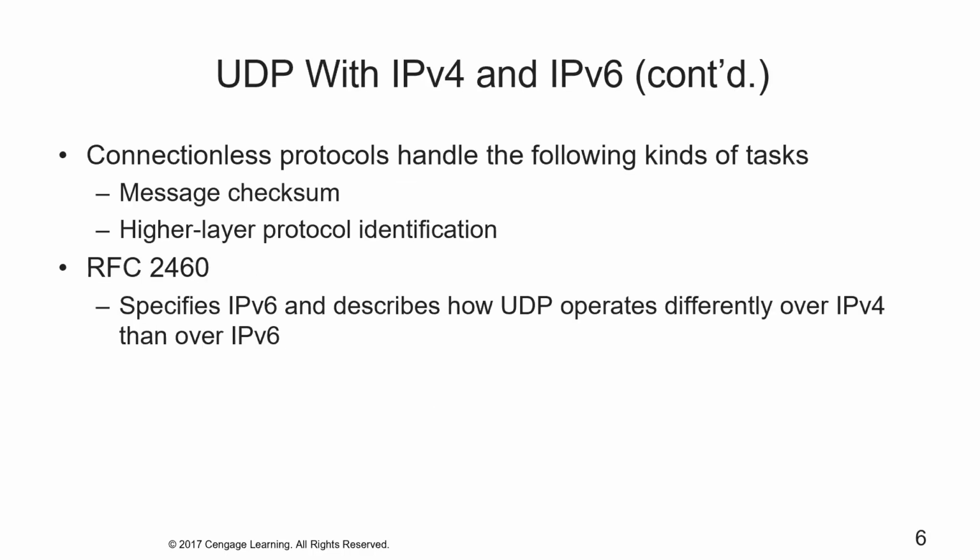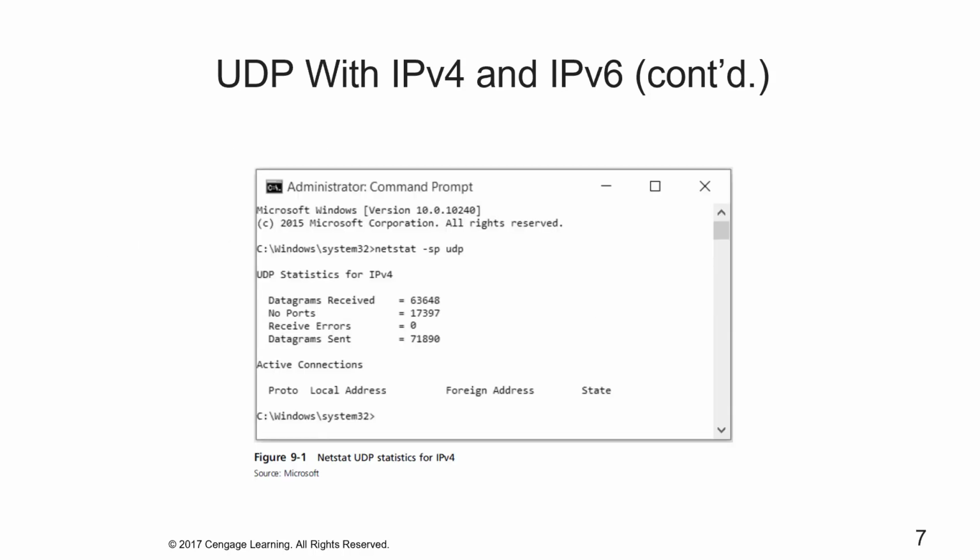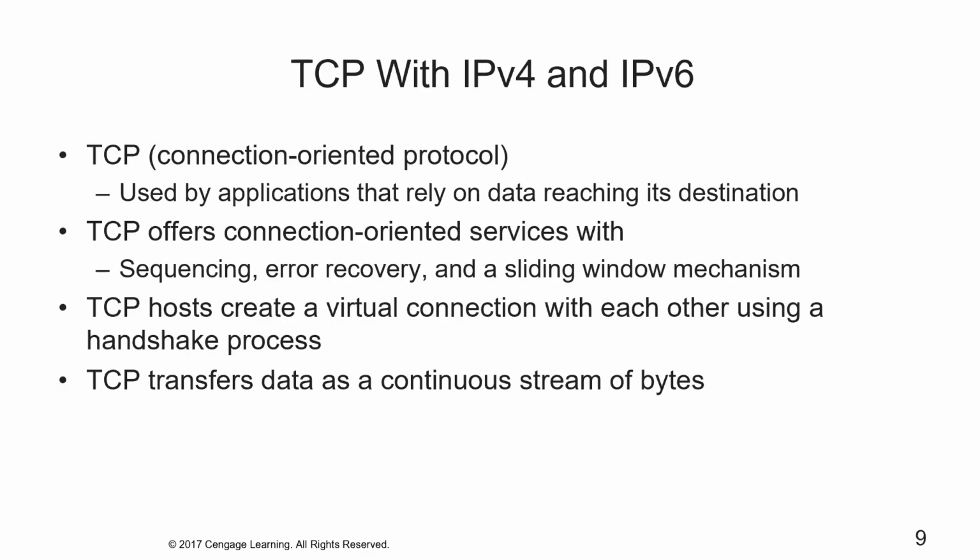Now, conversely, and before we jump to TCP, this is RFC 2460. So this specifies how UDP operates differently over IPv4 than over IPv6. So let's jump to TCP. And here's a screenshot of netstat.